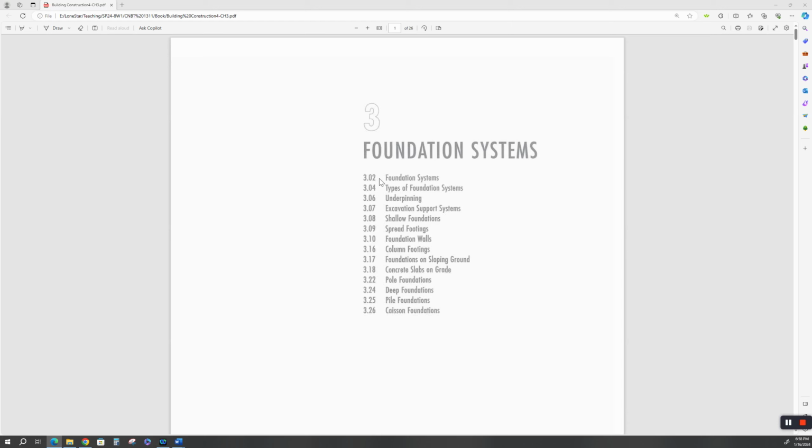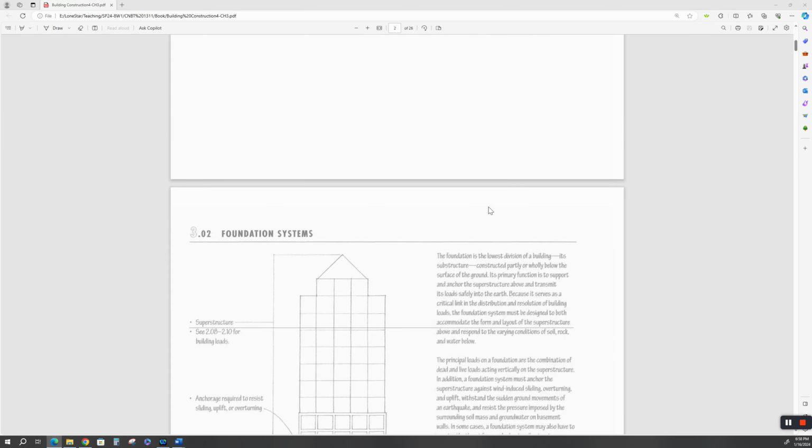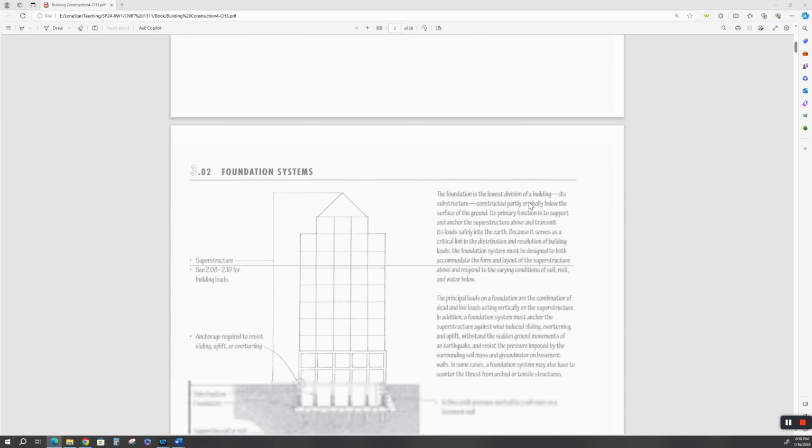Chapter 3, Foundation Systems, has 24 pages, it looks like. 25. Let's see what we can get through. We'll see if we can make this as painless as possible.